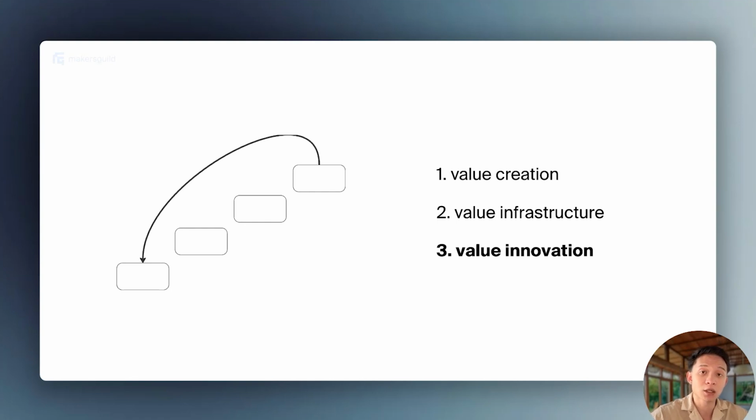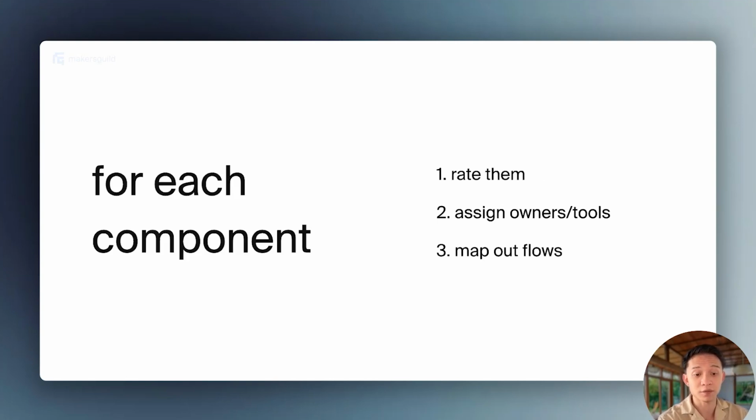And for the ideas that work, how do you put them into production and make it part of your standard operating procedures. So that is really the three components: value creation, value infrastructure, and then the last one, value innovation.